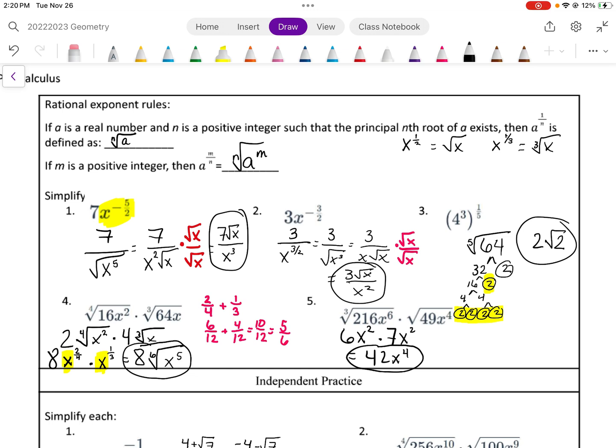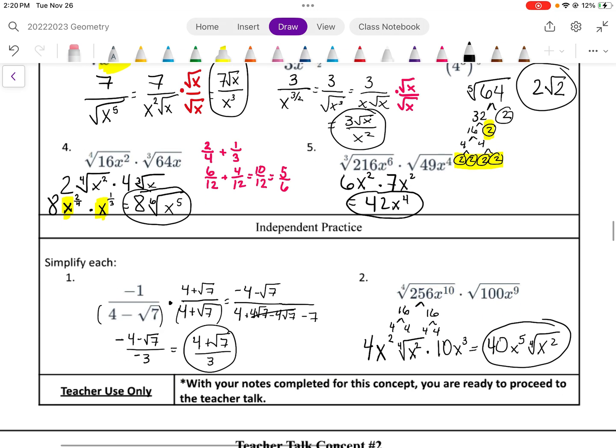So pause the video. This is time for your independent practice. When you are done, you can unpause the video and check my solutions. So if you're done, here they are.